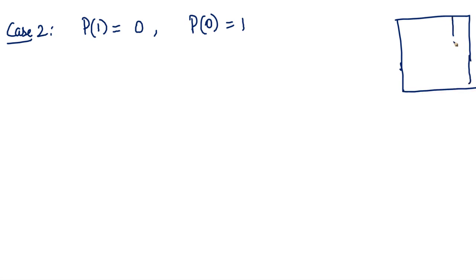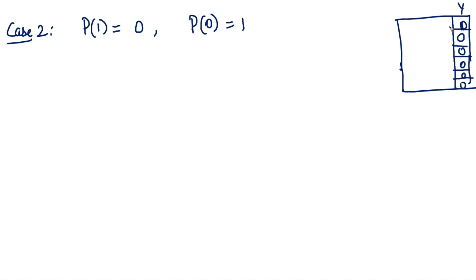Case 2 is where one of the probabilities is maximum. Let's take probability of 1 equal to 0 and probability of 0 equal to 1. That is this particular case in our data set. The Y variable here is composed of just one single class. All of these are ones, or in this case all of these are zeros basically. Now this is a very pure variable, right? This is what we are trying to measure.